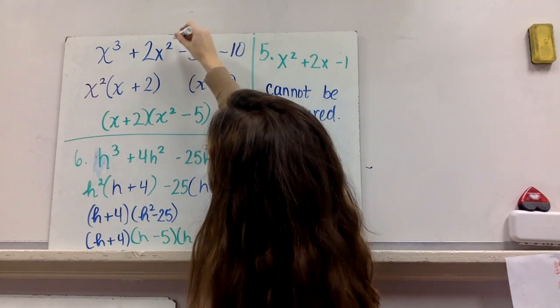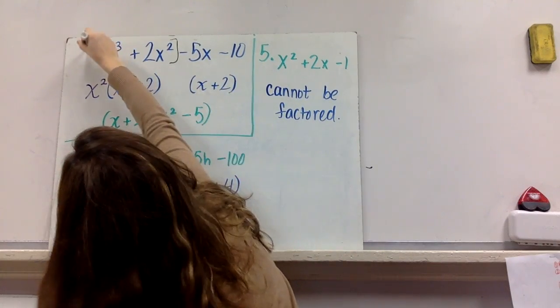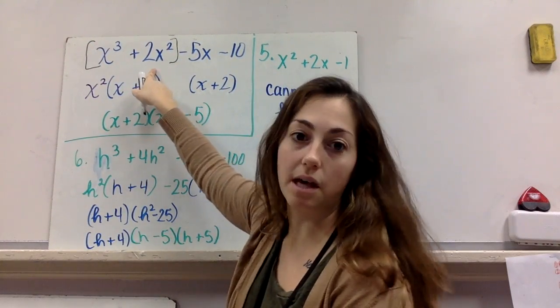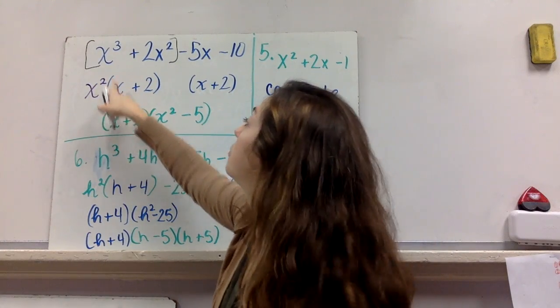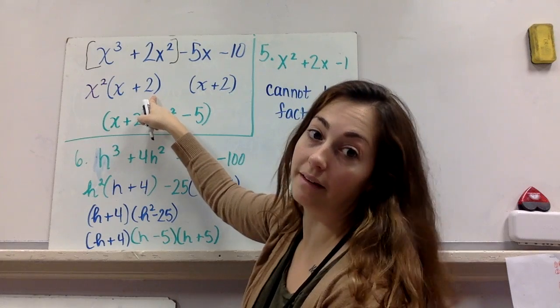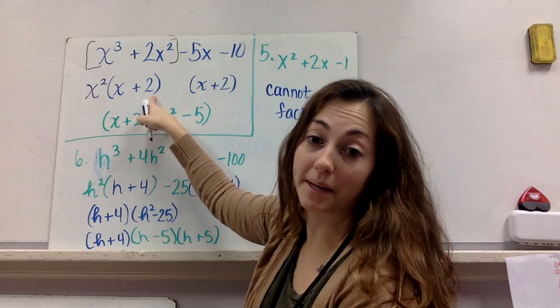So if I look at these first two terms, I want to factor out my greatest common factor. Oh, again, it's x squared. It's going to happen, right? And I'm left with x plus 2 again. That just happened to be the problem I picked.